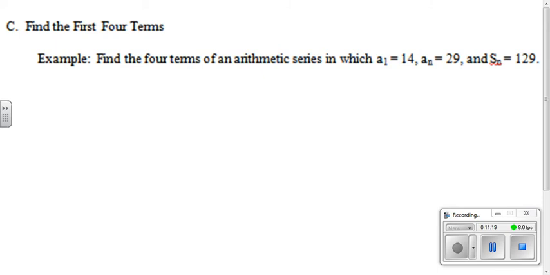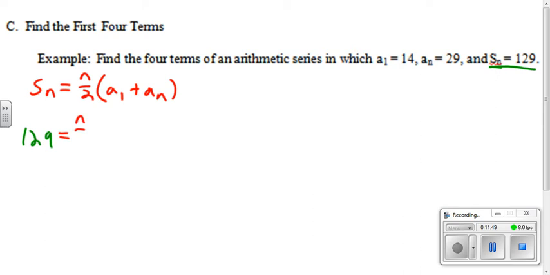So again, we just plug things back into our formula. So if we know s sub n equals n over 2, a sub 1 plus a sub n, now we just plug everything back in. We know our s sub n is 129. We don't necessarily know how much n we have, so we need to find that first.